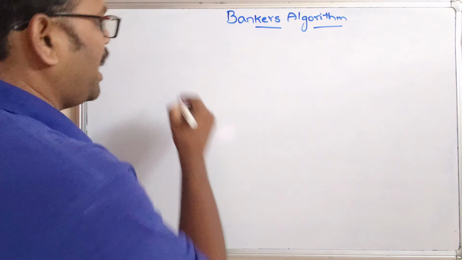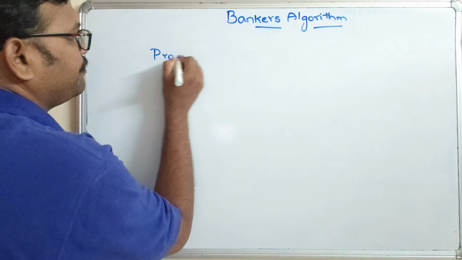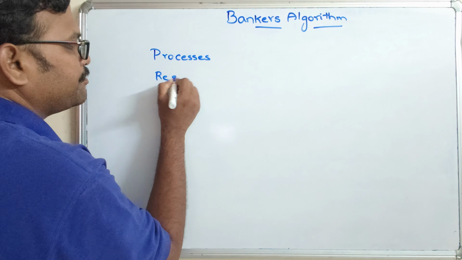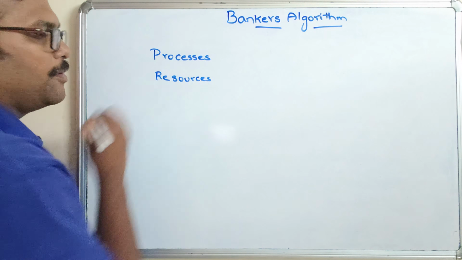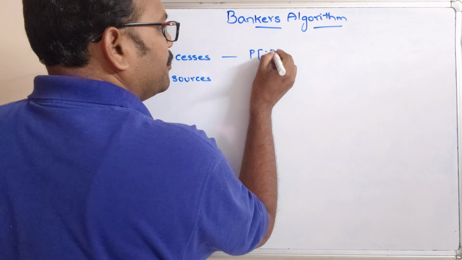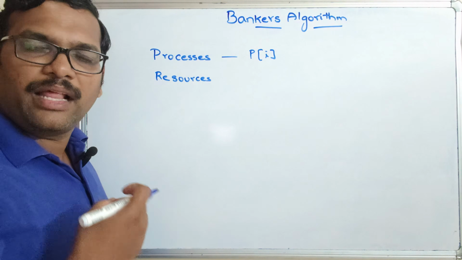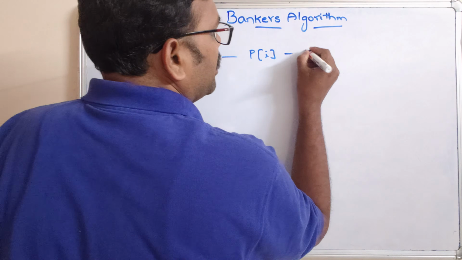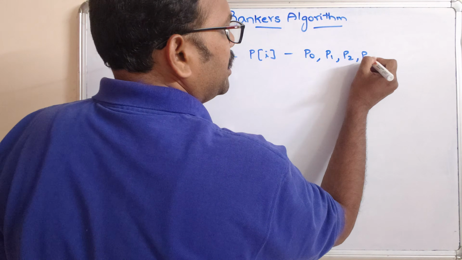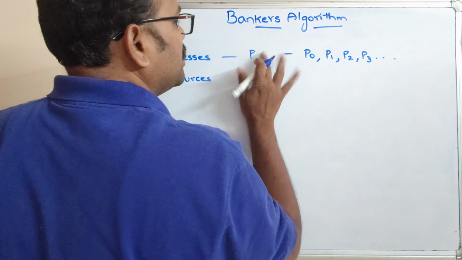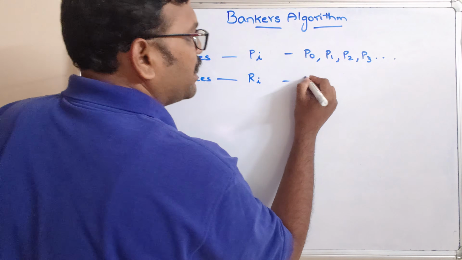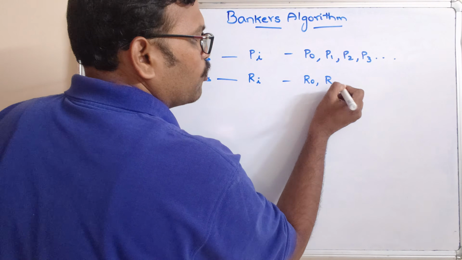So here we'll be having processes and resources. A process will be represented with Pi, where i means the process number, like P0, P1, P2, P3 and so on. So let us represent it with Pi. And this is Ri, which is nothing but resources, R0, R1, R2.